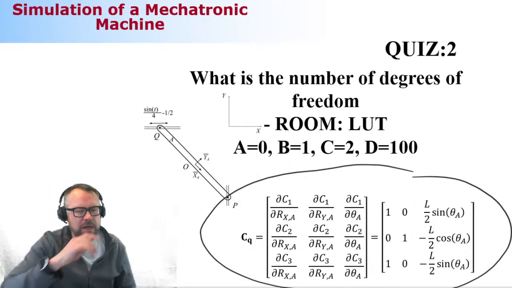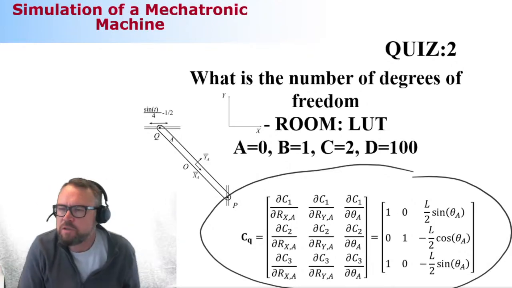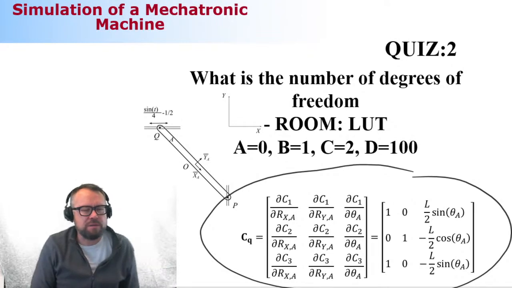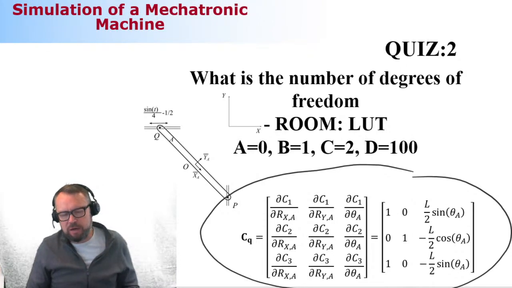You ready to answer? And the options are, first option, the number of degrees of freedom is 0. Second option, the number of degrees of freedom is 1. Third option is that the number of degrees of freedom is 2. Fourth option is that the number of degrees of freedom is 100.